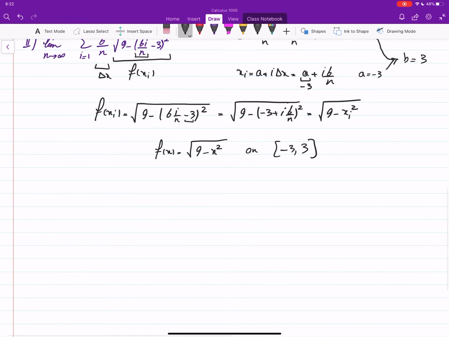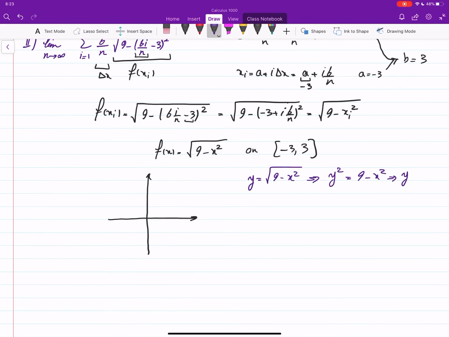Well, what kind of graph has this function? This is actually an interesting function. This is f of x equal to root of 9 minus x squared. Let me write it as y equals root of 9 minus x squared. Then squaring, y squared is equal to 9 minus x squared, and this is y squared plus x squared equals 9. Well, this is the graph of a circle of radius 3 centered at the origin. Why do I have just the positive part? Because we took the positive root.